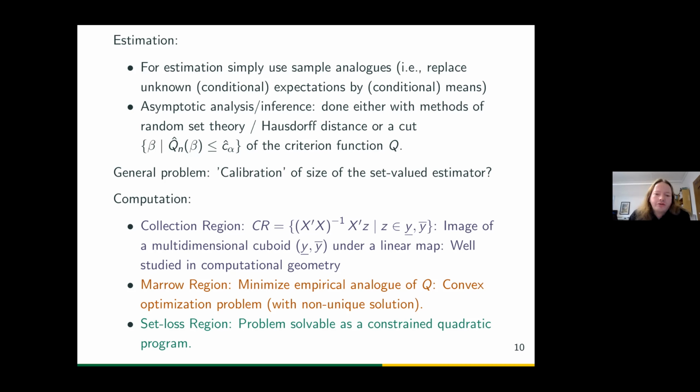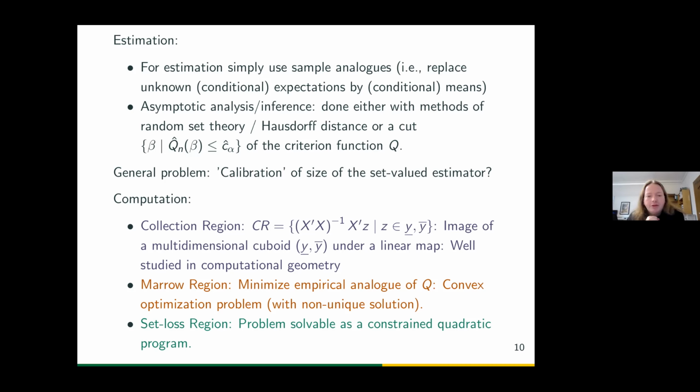And one works with random set theory and uses the concept of distances between sets of parameters. And this works fine. For the narrow region, one works with this criterion function. What one does is that one simply takes an empirical analog of this criterion function Q and collects every parameter vector beta such that this empirical criterion function is below some threshold C. And then one can show, if C goes to 0 as n goes to infinity, then under certain other conditions, this would lead to a consistent estimate of this region.